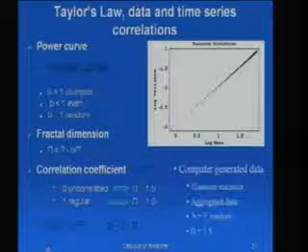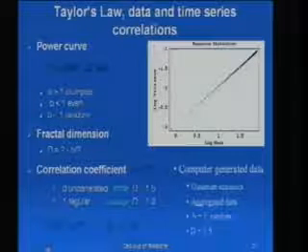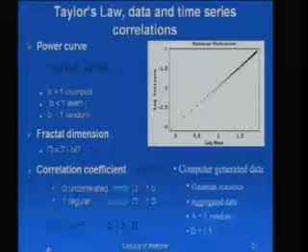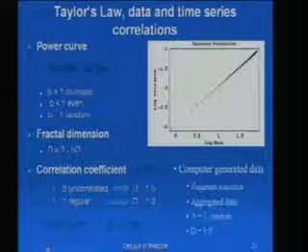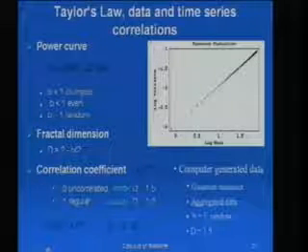So now, fractal time series. What do you do when you have data? How do you use this stuff, really? All right. An example of what you do when you have data, this is something I call Taylor's law.